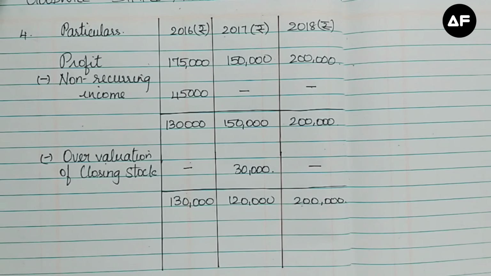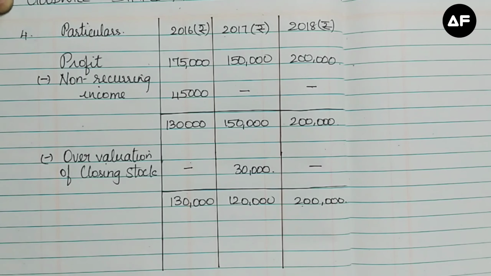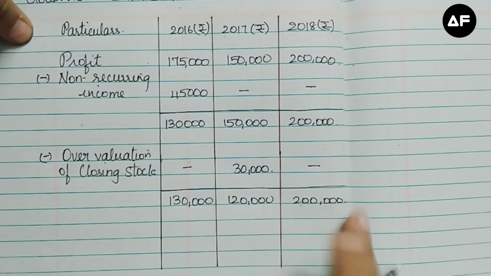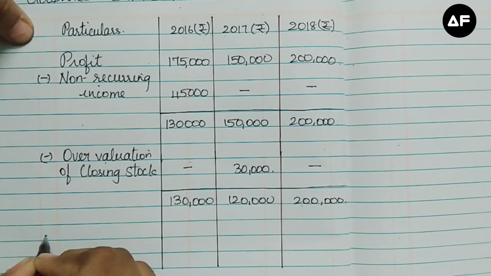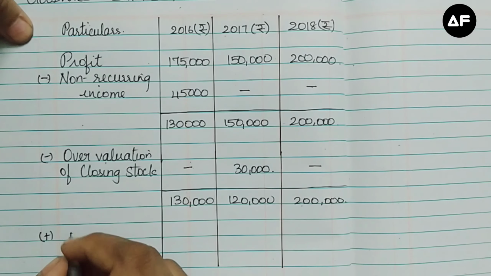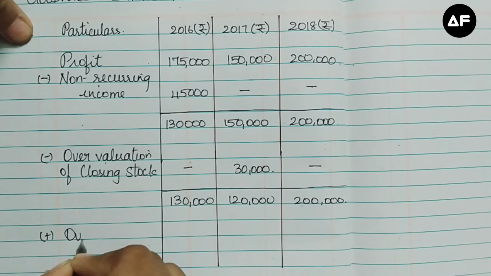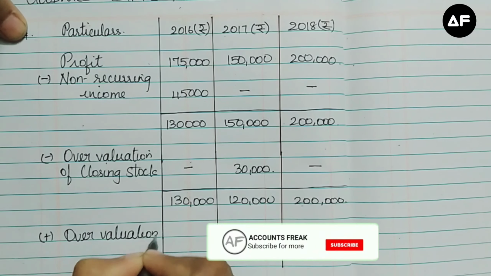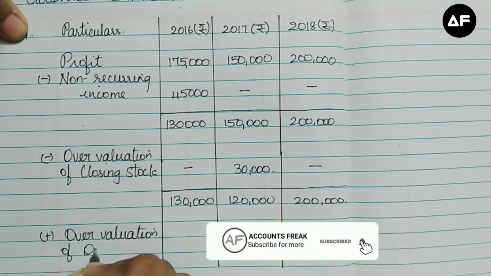Now if the closing stock is valued at a higher rate in 1 year, the same closing stock is going to be the opening stock of the next year. So now it is opening stock overvalued for 2018. So overvaluation of opening stock.